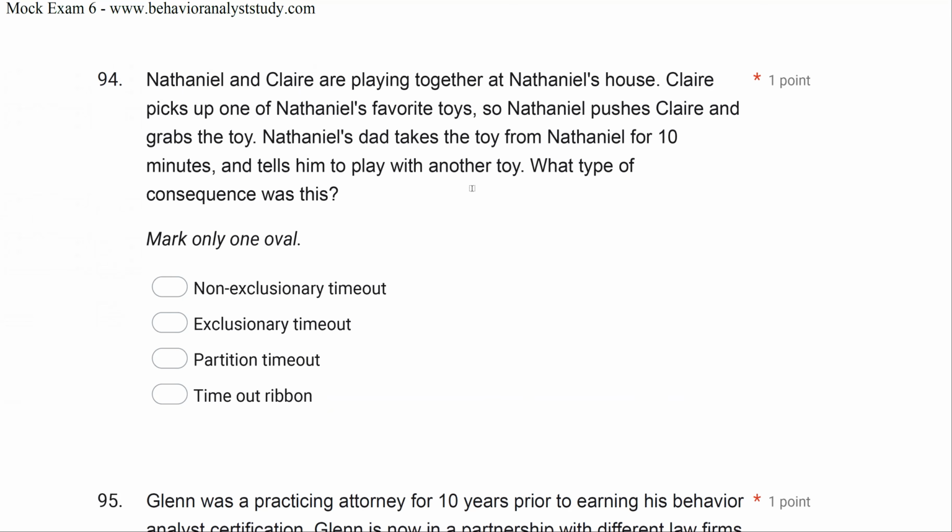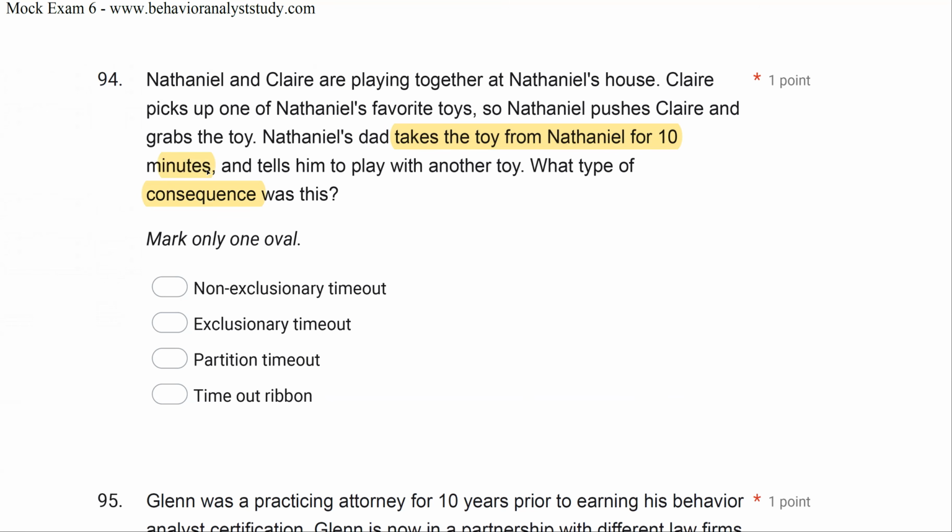So with that said, we're looking for the type of consequence. And we can see it's an attempted punishment, and it's likely a timeout procedure. Now, how do we know that? Well, Claire picked up Nathaniel's toy. Nathaniel pushed Claire and grabbed the toy. So Nathaniel's dad takes the toy from Nathaniel for 10 minutes.